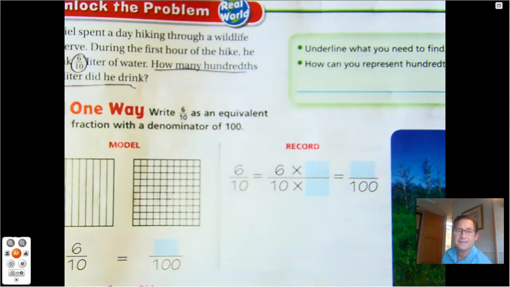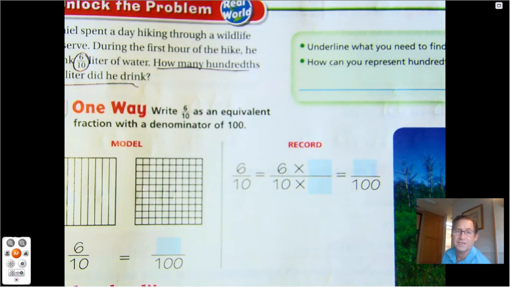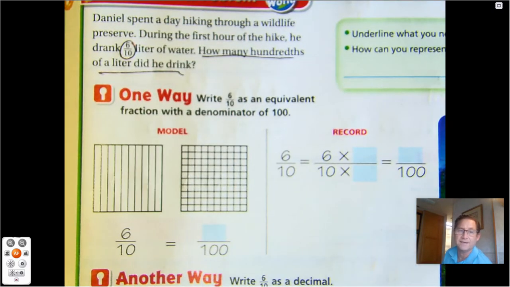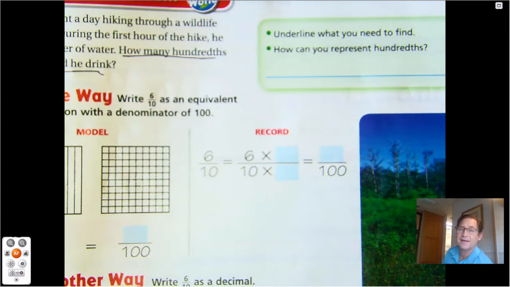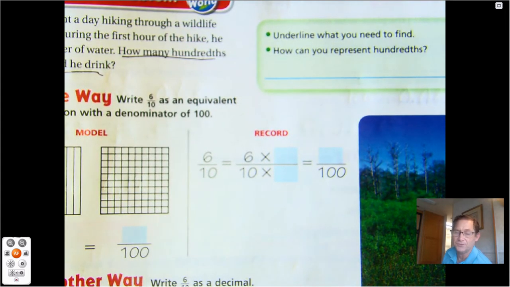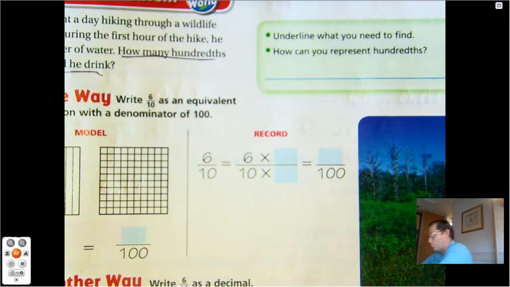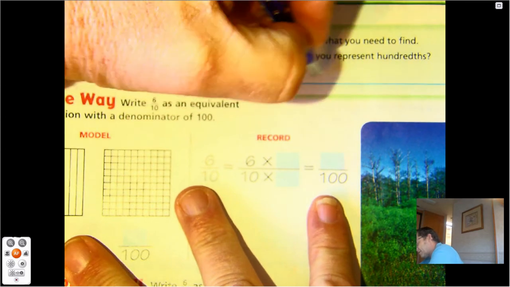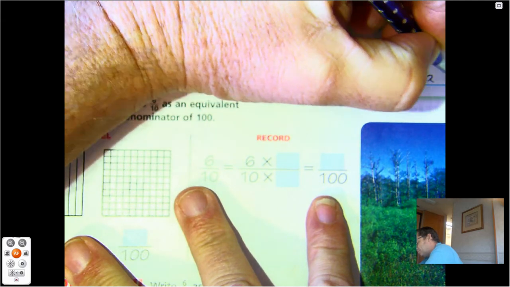Underline what you need to find. I need to find how many hundredths of a liter of water he drank, and how can you represent hundredths? So we know from yesterday that we can represent hundredths as a fraction or as a decimal.